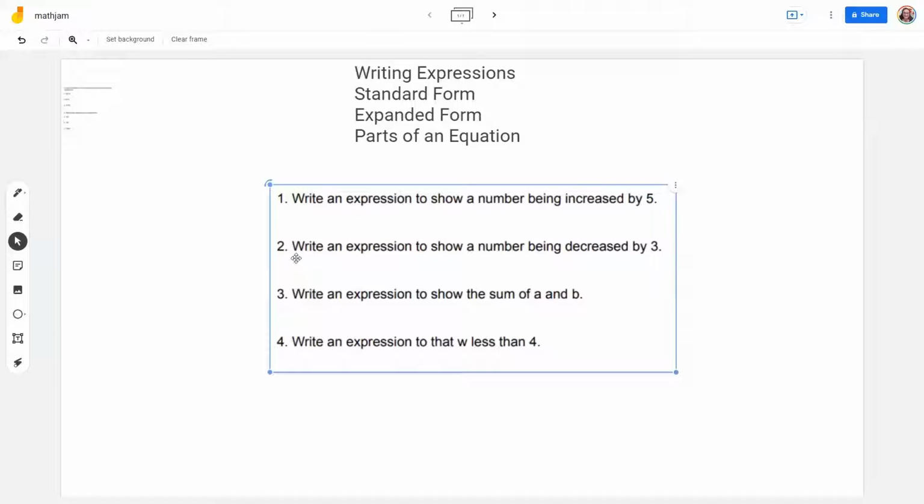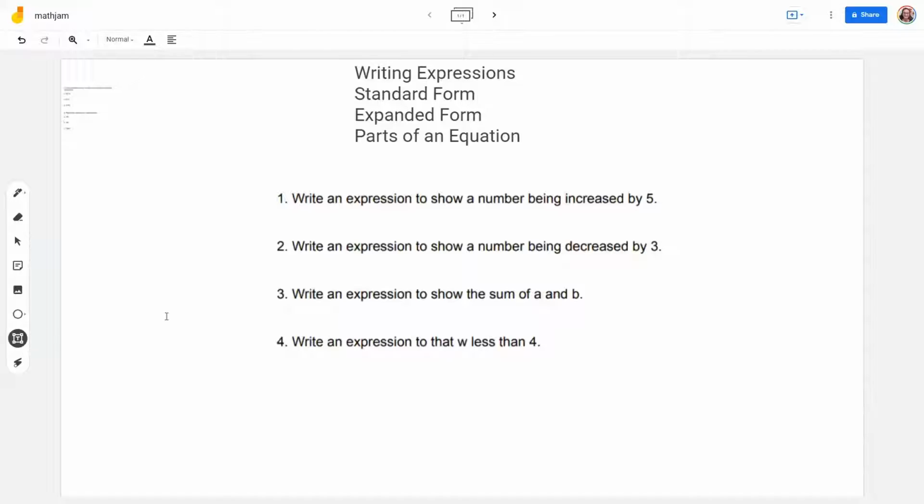So our first one says, write an expression to show a number being increased by 5. But it doesn't tell us what number is being increased by 5. Well, you know what we can do? We can just use a letter. So let's go ahead and use the letter A. So we could use A as our number being increased by 5. So it would look like A plus 5.